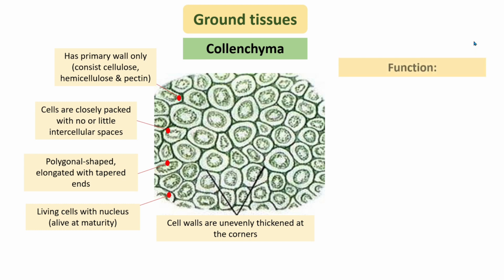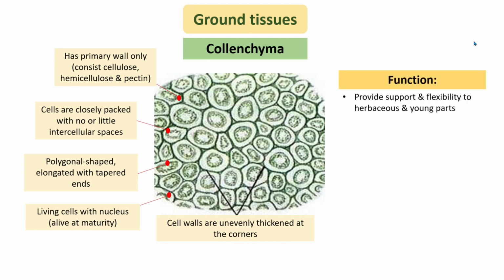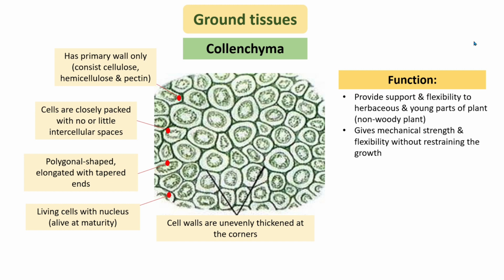Functions of collenchyma are to provide support and flexibility to herbaceous and young parts of non-woody plants, and it gives mechanical strength and flexibility without restraining the growth. Distribution of collenchyma is at the young parts of plant shoots and petioles.